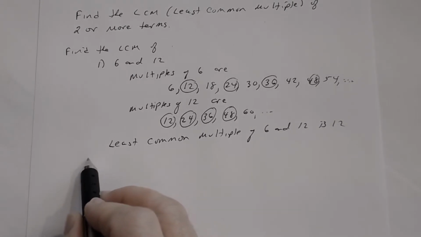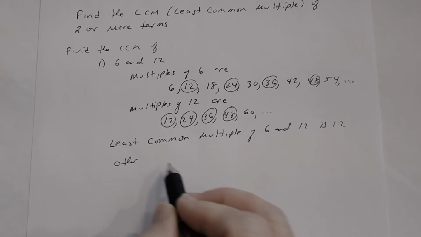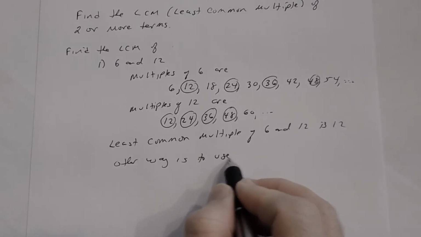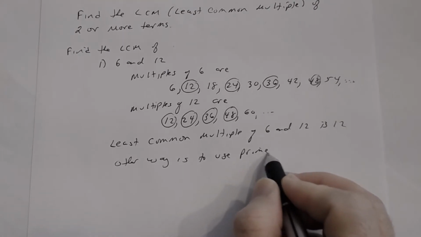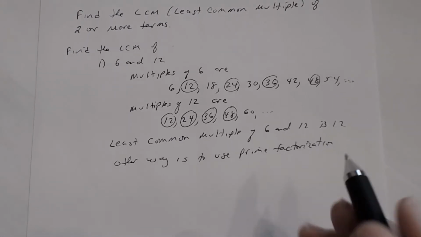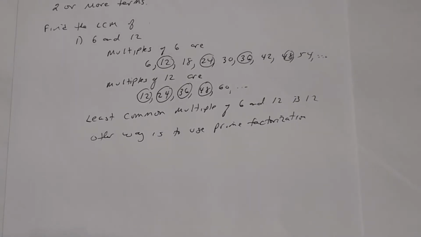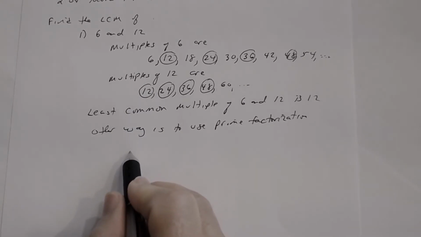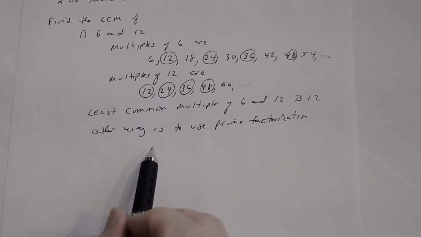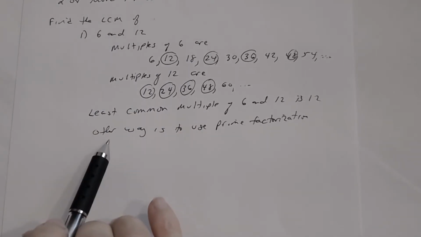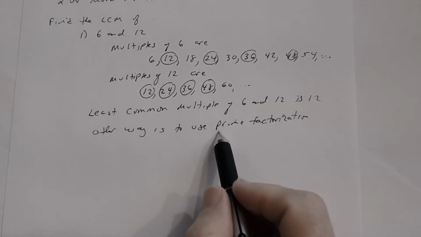But here's another way to do this. The other way is to use prime factorization. You may remember that in this course, we used the idea of prime factorization when finding the greatest common factor, the GCF. So what we need to do is find the prime factorization of 6 and 12 first. Just like we did the multiples of 6 and 12, we're going to do the prime factorization of 6 and 12.